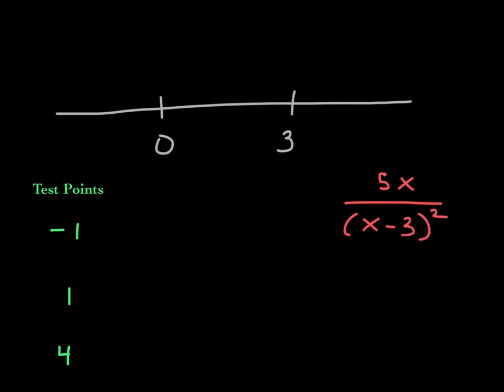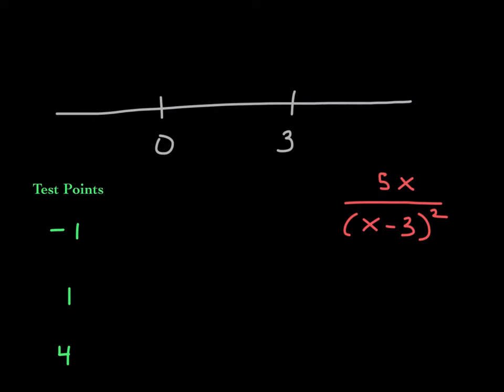Now remember that you are not doing all of the arithmetic. All you really want to know is, am I getting something negative or am I getting something positive after plugging in each of these test points? Now, another thing to keep in mind, the denominator is being squared. So I don't care what you plug in for x and then you take 3 away. It doesn't really matter because once you square it, it will always be positive. So the denominator is always positive.